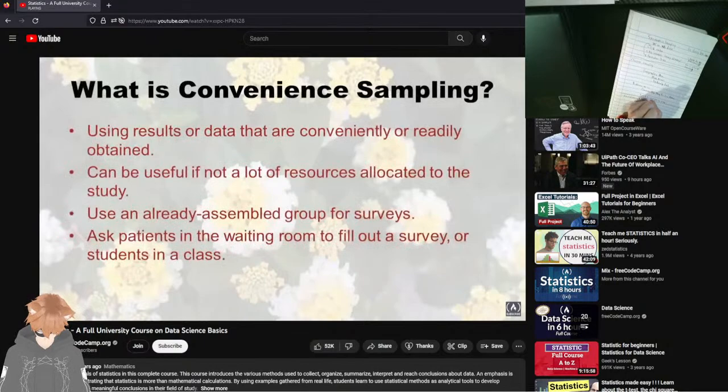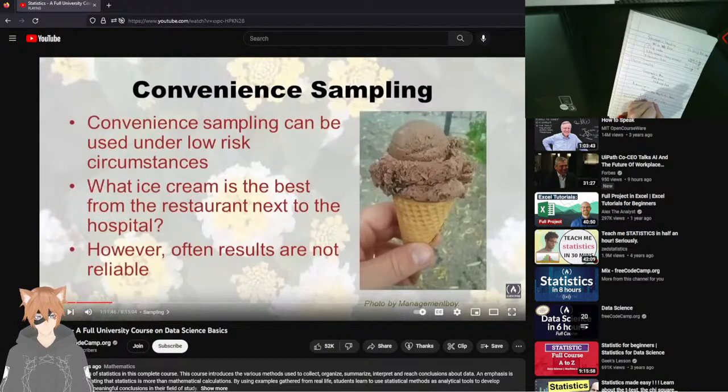So, convenience sampling is used in low-risk circumstances and is often not reliable.